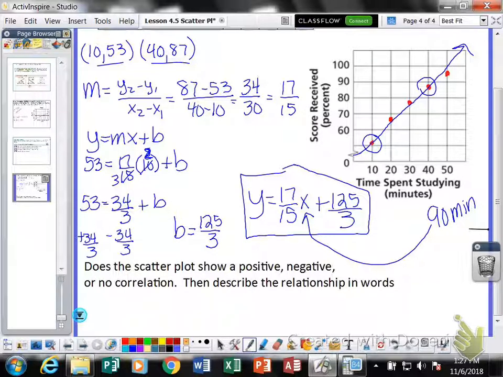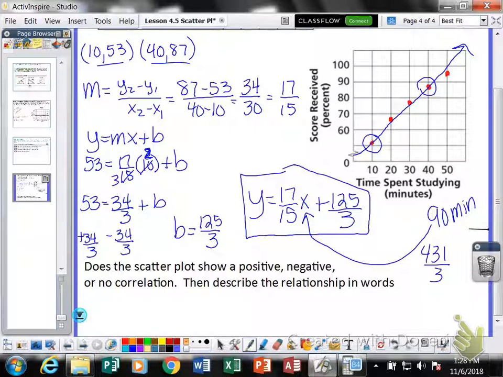If we substitute that in, we have 17/15 times 90, and then we are going to add 125 over 3 to that. And what I'm going to get is 431 over 3. But then if I take 431 divided by 3, I'm going to get about 143.67%. Obviously, that doesn't make sense because we're not going to typically get higher than 100% on most tests. But in certain situations, yes, you could get more points because you're taking more time to study. Basically, you could think about how your score would increase.